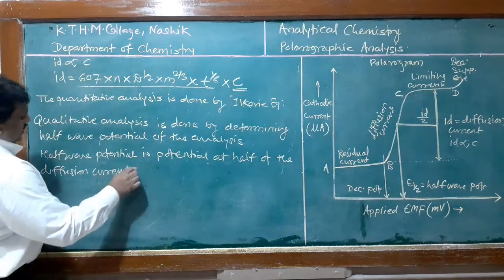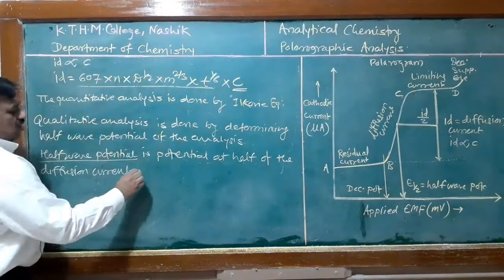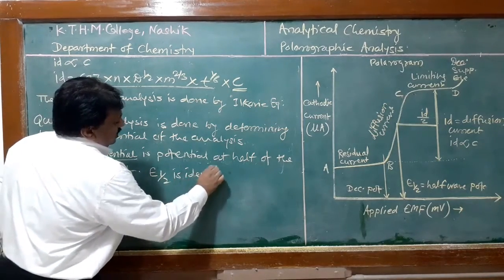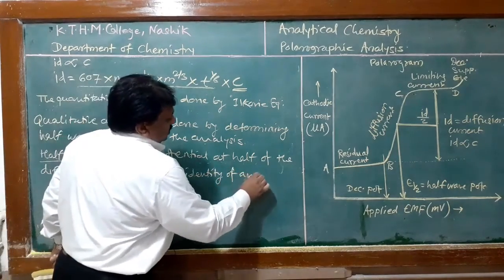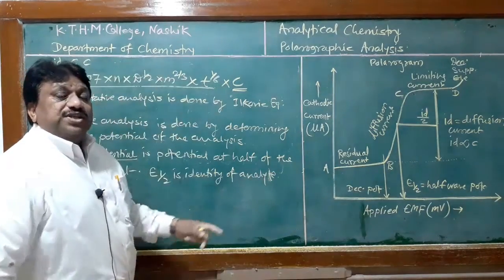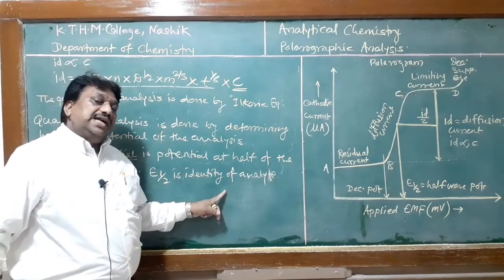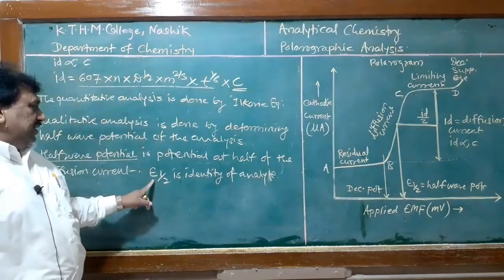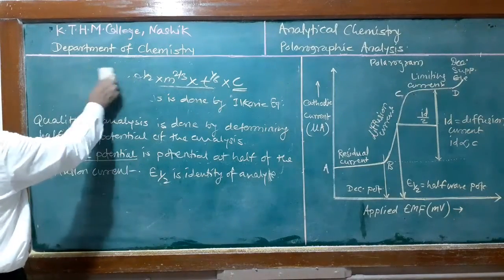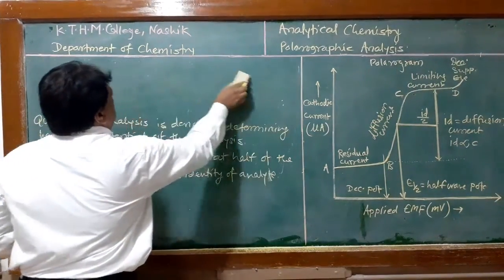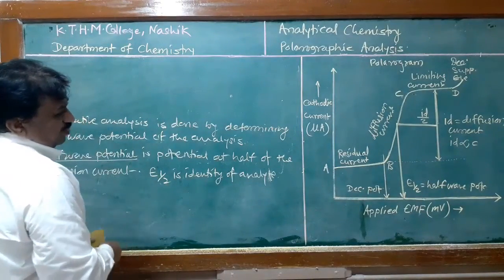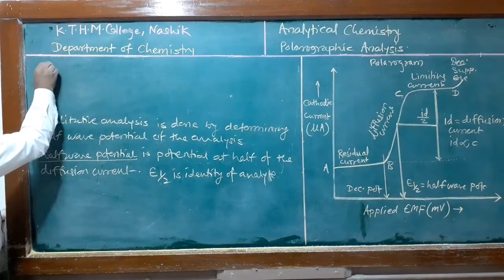This half wave potential, the E1/2, is the identity of the analyte. That means we can determine which analyte is undergoing reduction at the dropping mercury electrode by calculating this half wave potential, or E1/2 value. Now, for qualitative analysis, for identification purpose, this E1/2 is matched with the standard reduction potential of the analyte.